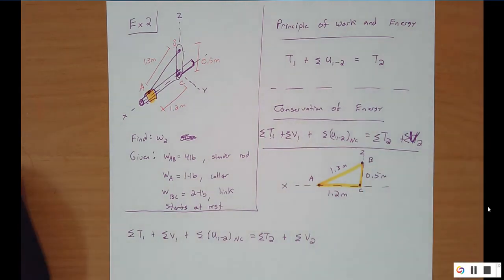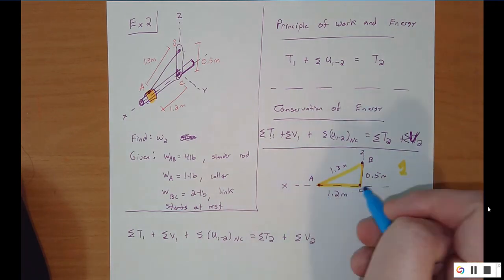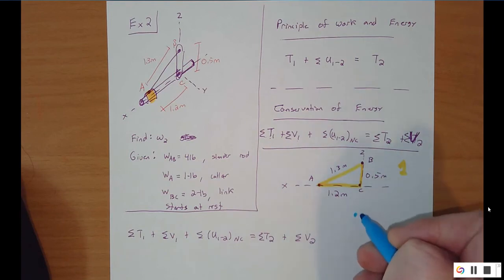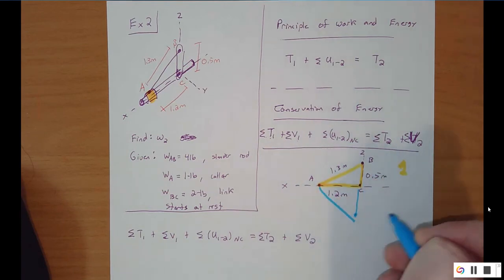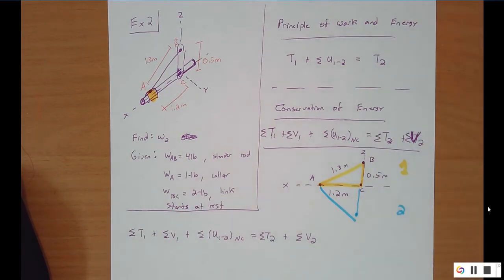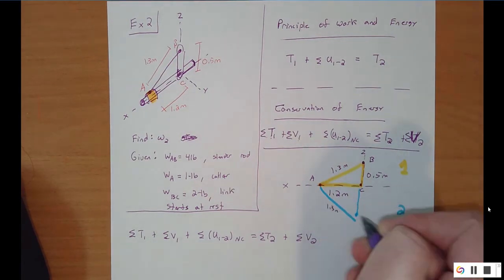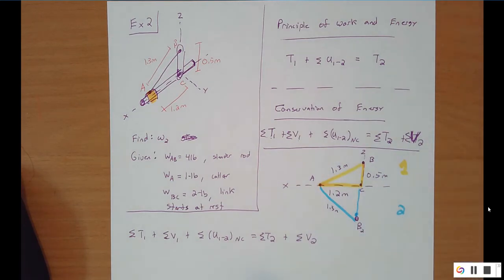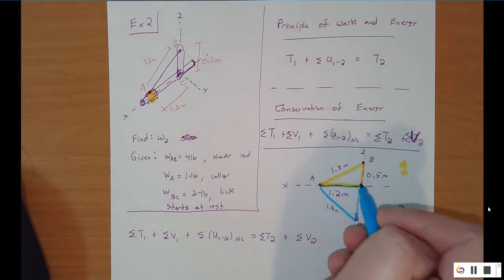If I redraw this, let's assume that yellow is state 1. Then let's make blue state 2. So I will have the same AC, but I will come down to a new point down here. And this would be state 2, or position 2. So it'll kind of fall below the x-axis. This would be 1.3 meters. This would be B prime or B2. So if you want to call it B2, go for it. This will be 0.5. So we can see how this thing will rotate. I'll go ahead and put a blue line here as well. There you go.